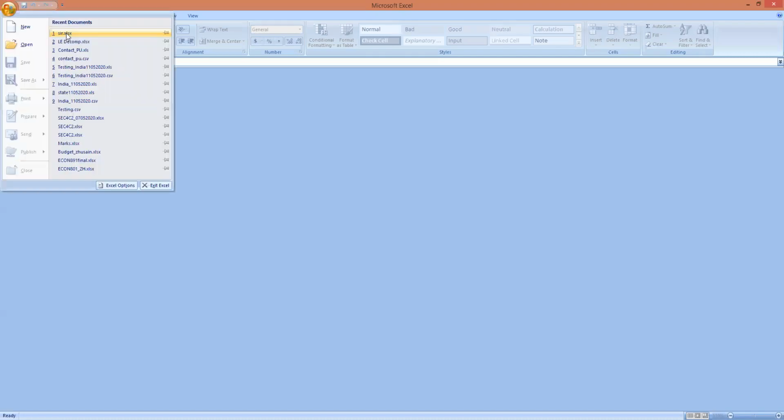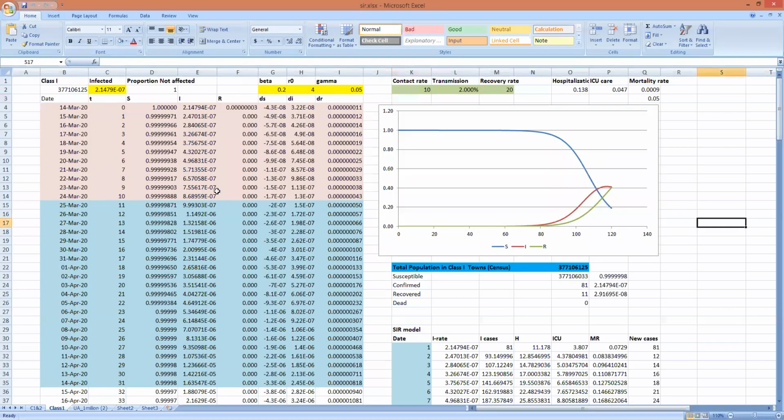Okay, so this is the Excel sheet. Over here, I've put in the class 1 population. These are the parameters. Over here, I've stated the contact rate, transmission, and recovery rate, so I have to put in values for this. Based on this, beta is contact rate into transmission, 0.2. Gamma is 1 by 20. And rho naught is beta by gamma.